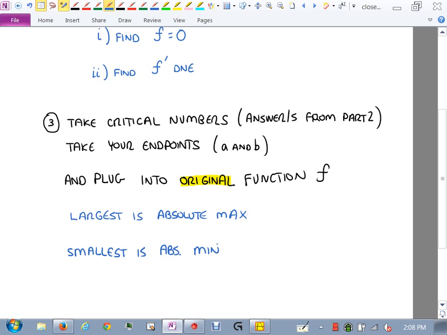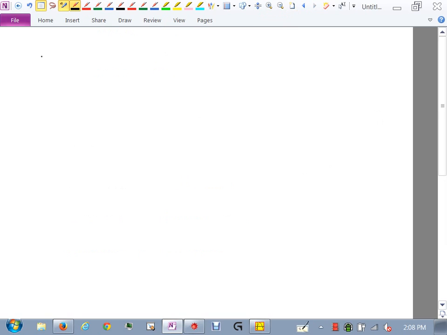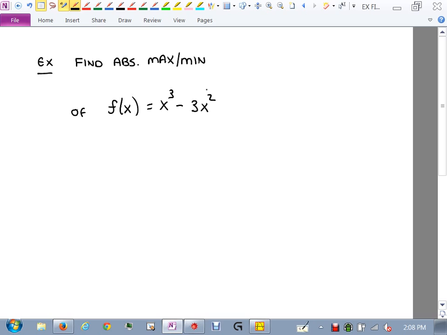We're going to do an example now. Find the absolute max and min values of the function f of x equals x cubed minus 3x squared plus 1 on the interval -1/2 to 4.